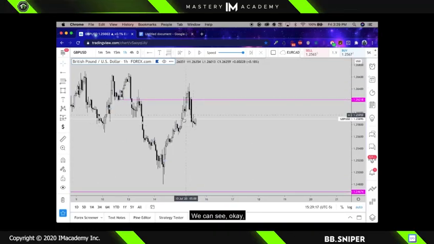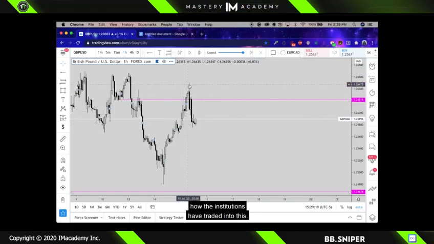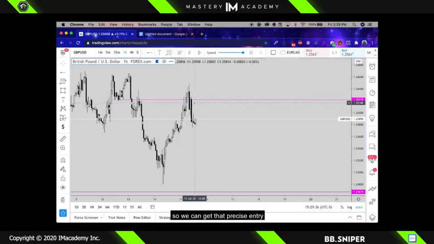We can see, okay, how the institutions have traded into this. It's traded away. We can see the institutional moves in here where they've come up to fill the imbalance. Okay, healthy price action. And we see the institutional move away now. We want to break down this area on a lower time frame so we can get that precise entry with as tight of a stop loss as we possibly can.